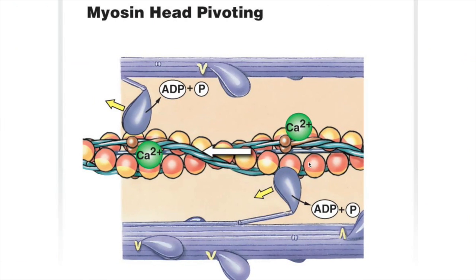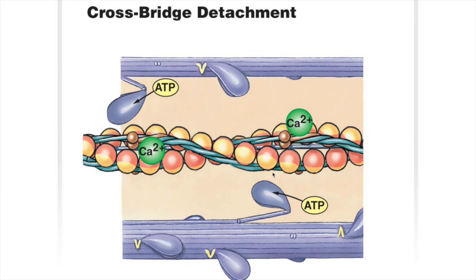Then the next step is myosin head pivoting. The myosin head rotates or pivots towards the M line, pulling actin towards the middle. And as it pulls actin towards the middle of the sarcomere, the sarcomere shortens. And the next step is cross-bridge detachment, and this requires ATP. So when ATP comes in and binds to the myosin head, it changes shape and it's going to detach from actin.